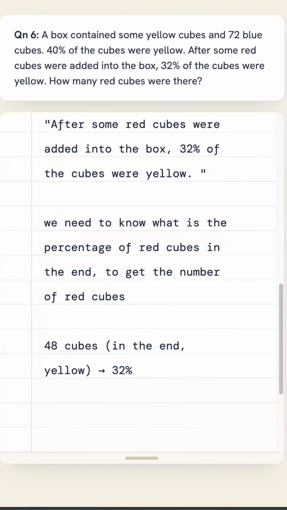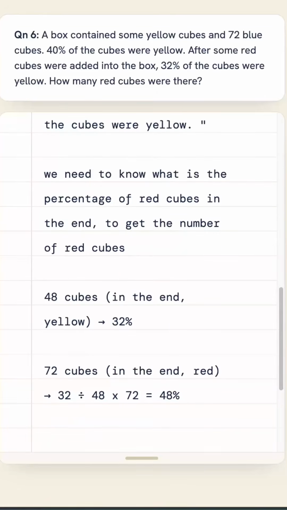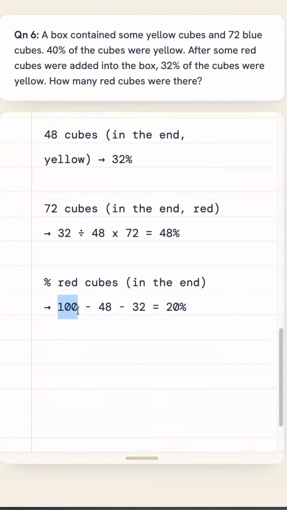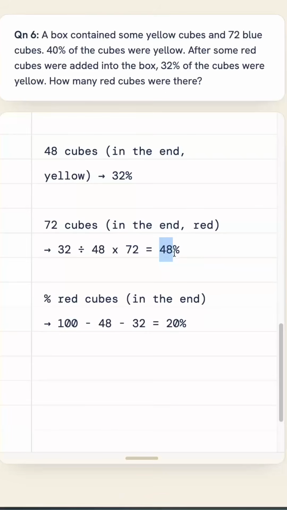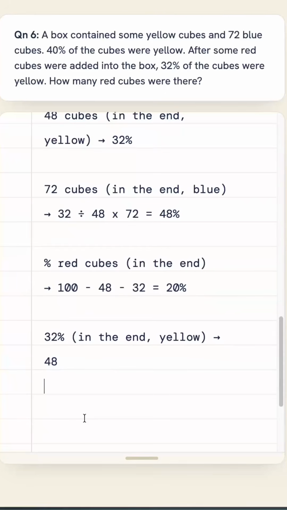Then we also want to get the percentage for the red cubes in the end as well. So that means the percentage of red cubes in the end is basically 100% minus 48%, which is not red, this is blue, and minus the yellow, which is 32, and this will give us 20%.